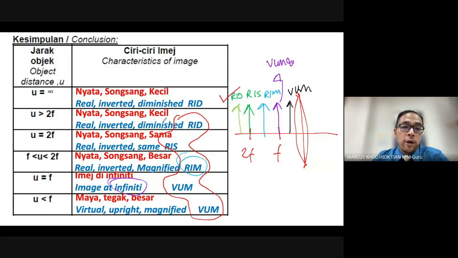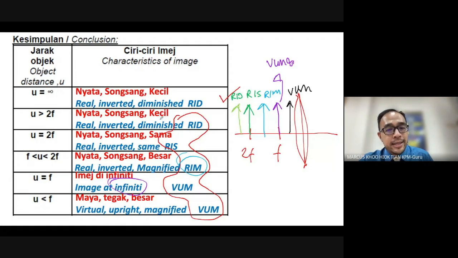Okay, if I place the object at the light green, then you know, oh, okay, over here the image is RID, real inverted diminished. If I place the object at the dark green, then you know the image is real inverted, same size. So the most important thing to know is what is the F and the 2F, because that helps you.